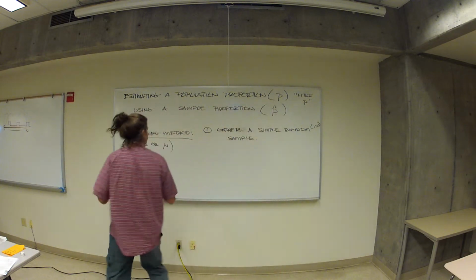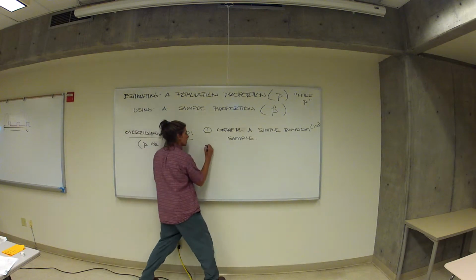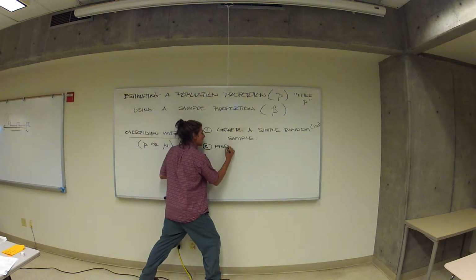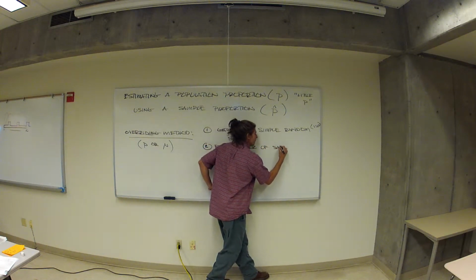So anyway, you got your simple random-ish sample. The next thing you do is you find the center of that sample.